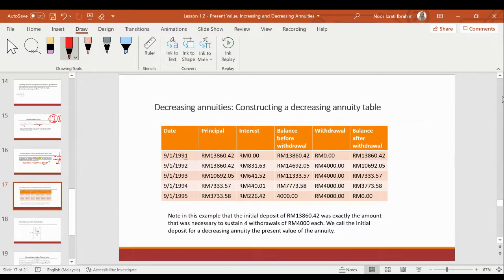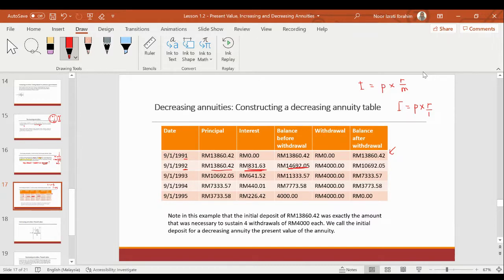You see in 1991, nothing happened yet because the grandparent is only putting the money in the account. But after 1 year, in 1992, the RM13,860.42 earns interest. This is the interest the account earns. And how do we calculate interest? We still use the formula: interest I equals principal P multiplied by R over M, where for this one M equals 1, so I equals P multiplied by R over 1. The balance before withdrawal is no longer 13,000 but becomes 14,000 plus already.